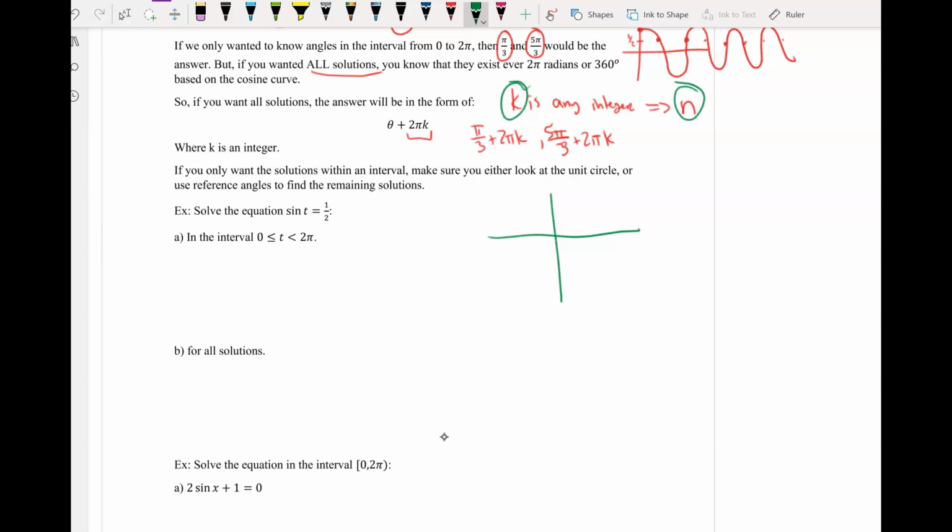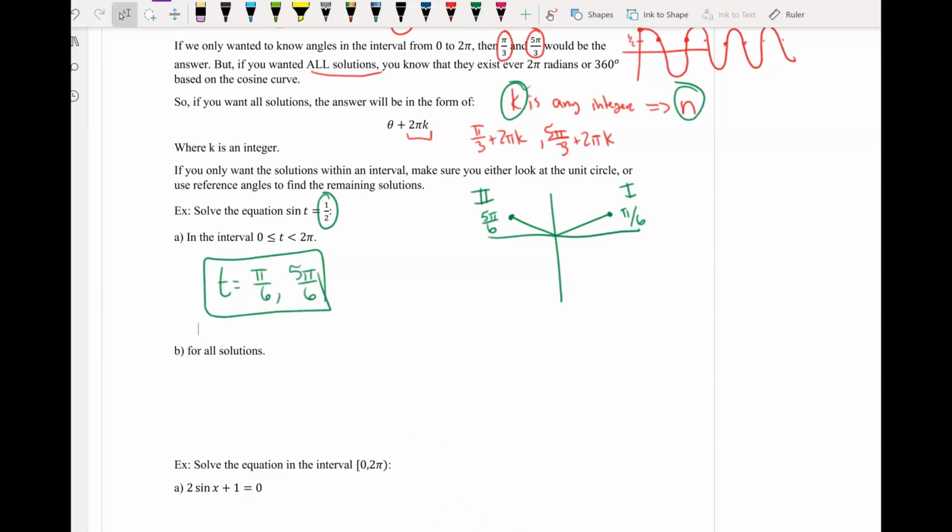So you'll see that it's positive 1/2, so you'll have solutions in quadrant 1 and quadrant 2. So it's going to be 1/2 here, which equals pi over 6. And it's also going to be a solution here, which is going to be 5 pi over 6. So my answer would be t equals pi over 6 and 5 pi over 6. So this would be my solution.